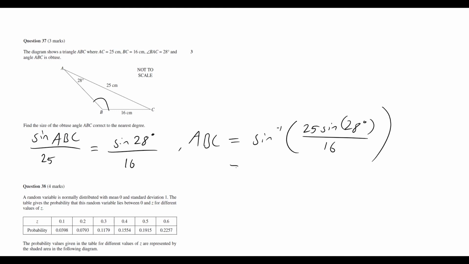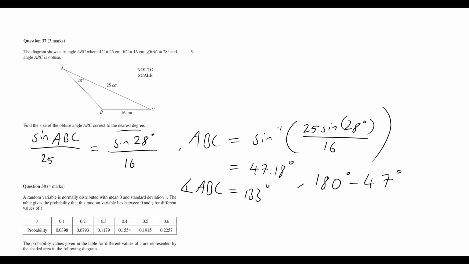And we find that that equals out to around 47.18 degrees. Now, does that look right for this diagram? Not quite. The reason for that is because this is an obtuse angle that we're looking for here. So to determine what this actual angle is going to be, we just need to say 180 degrees minus that angle that we've just found. So 180 degrees minus, and we'll round that down to 47 degrees as we're only interested in the nearest degree. And we find that angle ABC is now going to be equal to 133 degrees.